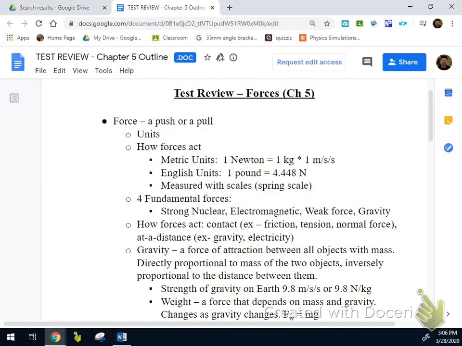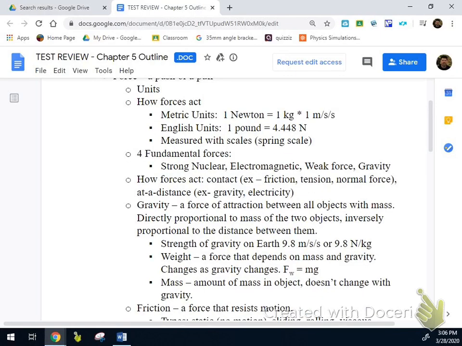So we started out Chapter 5 with looking at what forces are, and we got a basic definition of a force being a push or pull. We have a few units that we are using. We first talked about newtons as a unit of force. Pounds are the English version of that, the version that we use here in the United States. A couple metric unit definitions. A newton is 1 kilogram multiplied by 1 meter per second squared. So you're taking an object that weighs a kilogram and increasing its velocity to 1 meter per second. That's the amount of force that a newton is.